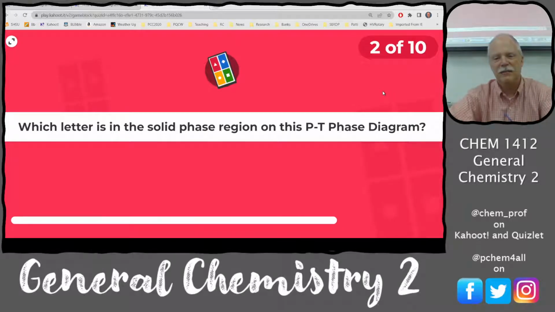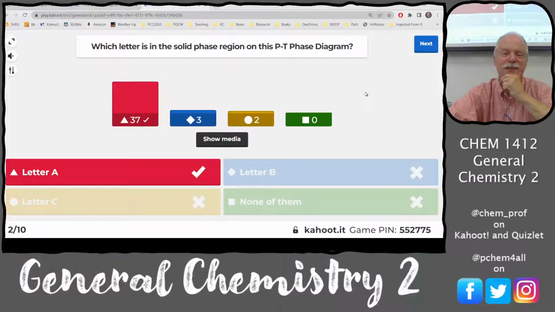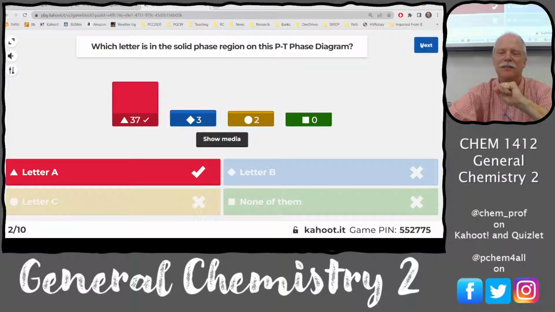Which letter's in the solid phase? And you get points for being fast and accurate, but you can still hit the wrong one if you try to rush too much. Very good. I'll take a picture of the whole class if you get 100%. So this is the phase diagram. Which one's which? All right, what do you think we're going to do next?